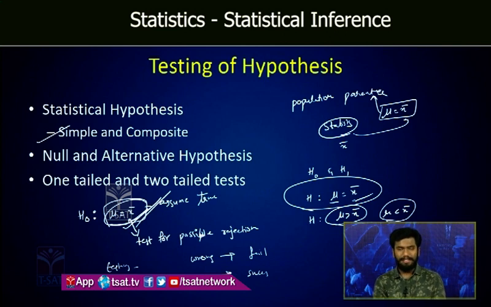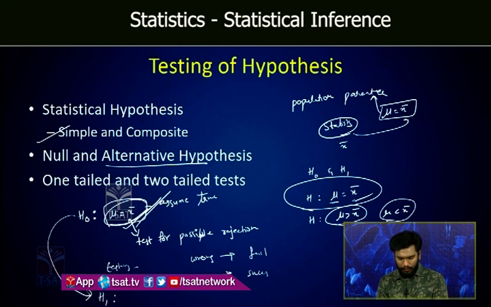Now that is the null hypothesis. So null hypothesis is nothing but the statement we assume about the population parameter on the basis of the sample statistics, which we assume as true and test for the possible rejection of that statement. Now alternate hypothesis. The alternate hypothesis is nothing but the negative of h0, that is h1, the negation of this h0.